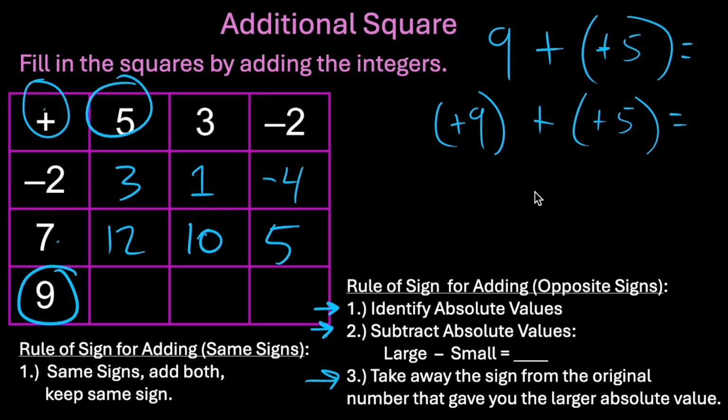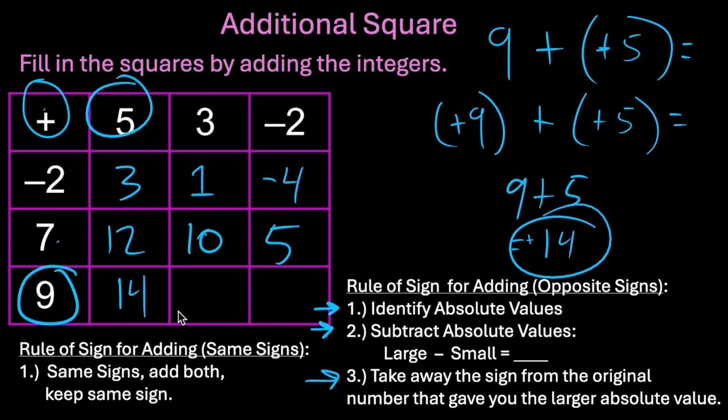So 9 plus 5. 9, 10, 11, 12, 13, 14 is the answer, and it's positive. So the answer is 14. All right. Next problem.